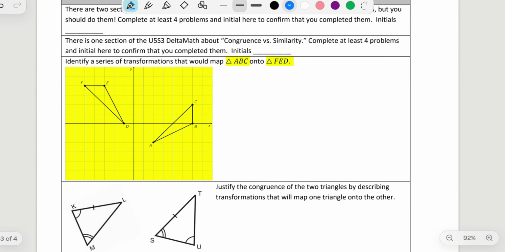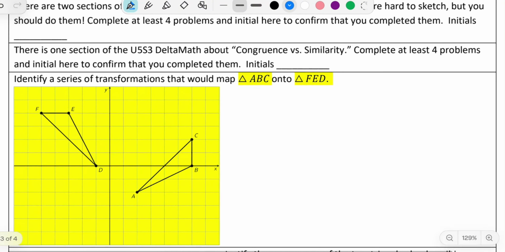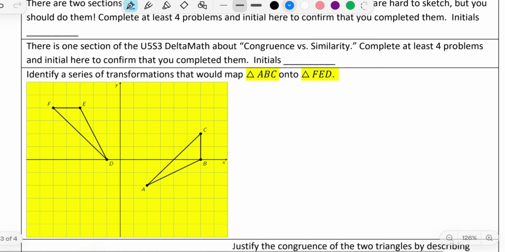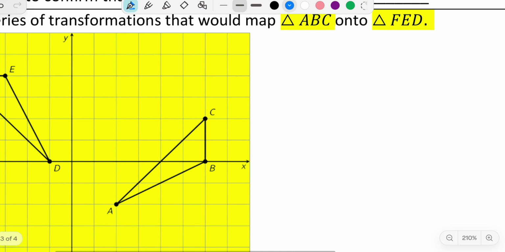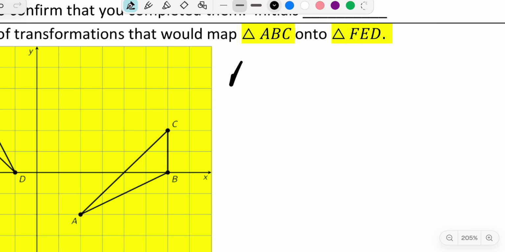Anyways, so this question says, identify a series of transformations that would map triangle ABC onto FED. Now, before we even start, I want to look at which angles correspond to which angle. I feel like that is super crucial and very helpful.